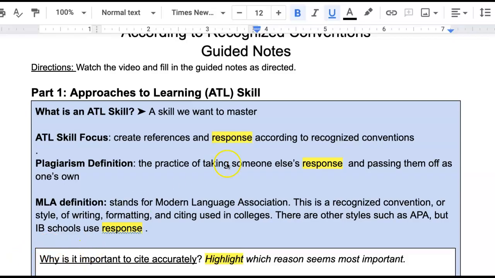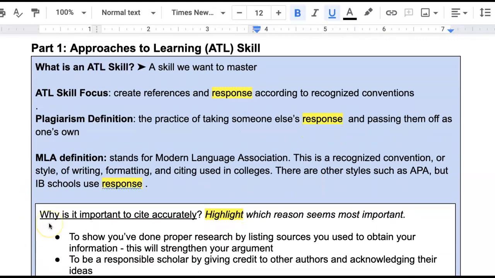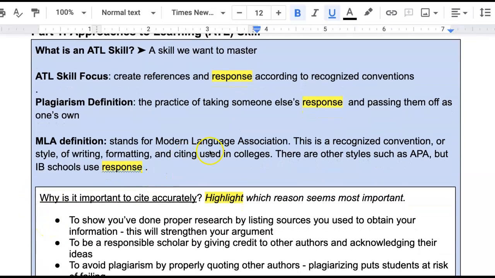Now, when we talk about recognized conventions, we're talking about MLA. MLA stands for Modern Language Association. This is a recognized convention or style of writing, formatting, and citing used in colleges. There are other styles such as APA, but IB schools like Monterey High use MLA.